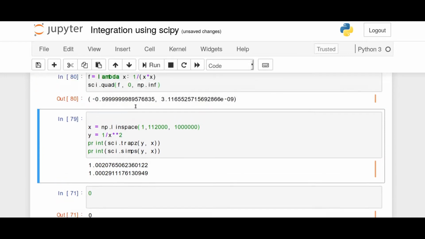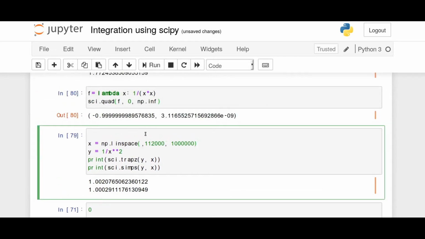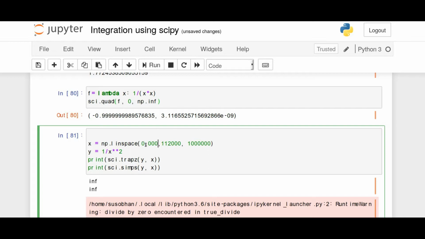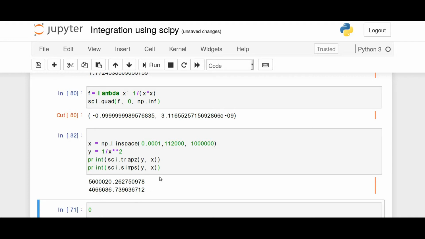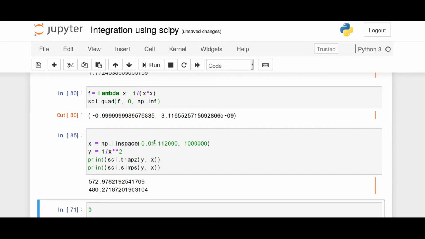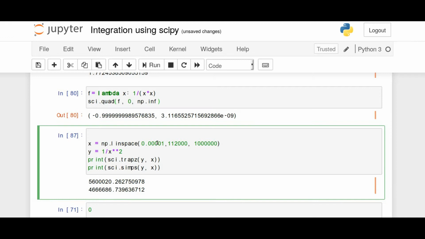And if we make it 0 here in Simpson and trapezoidal rule, this becomes infinity, because a zero division error is encountered. If it is slightly different from 0, I think it works, but it's a wrong thing. If you make it a little bit larger, this is also not a good thing. This also is not giving you any results.